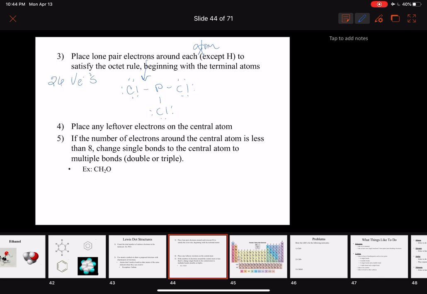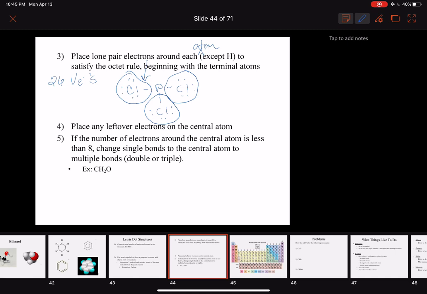And that means that each of our chlorines can pretend that it has 8 electrons around it, and that gives it an octet, and that makes it happy. So all of those chlorines are happy. But what we'll notice about the phosphorus in the middle is that it doesn't have an octet. It has a sextet, because each of those single bonds is 2 electrons. So we have 2, 4, 6. And the rule is that we have to satisfy the octet.